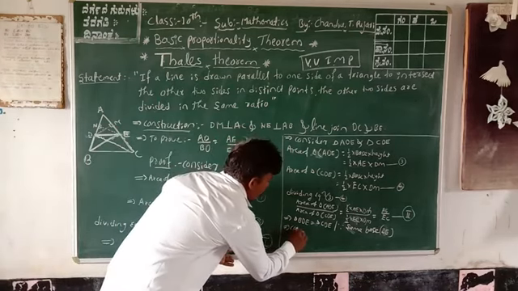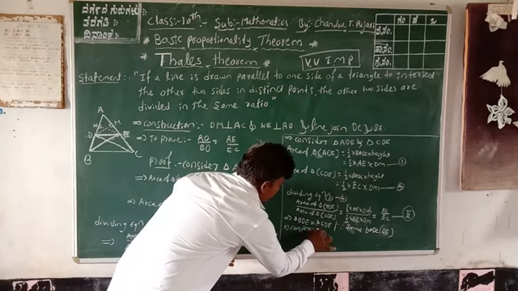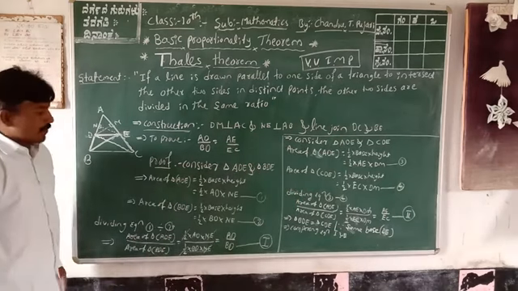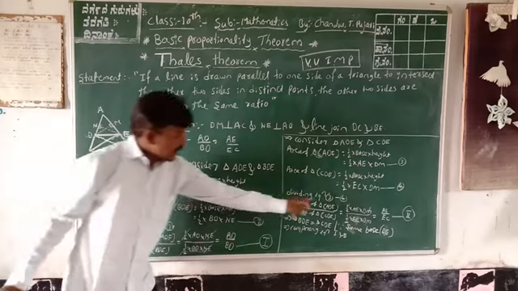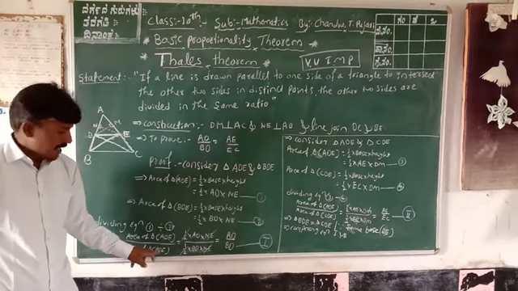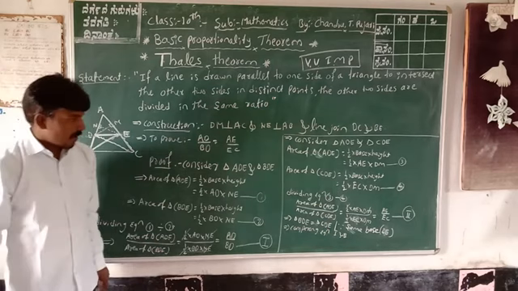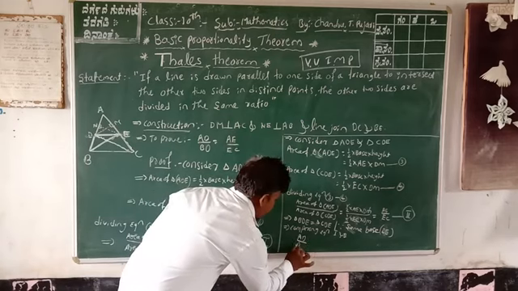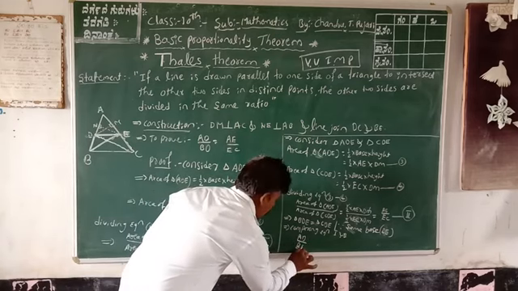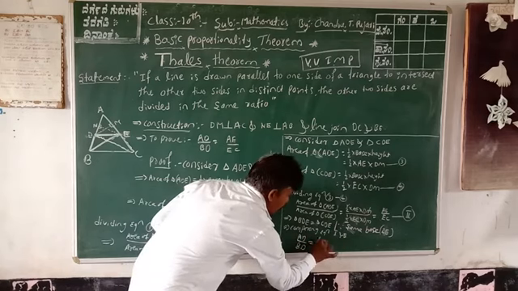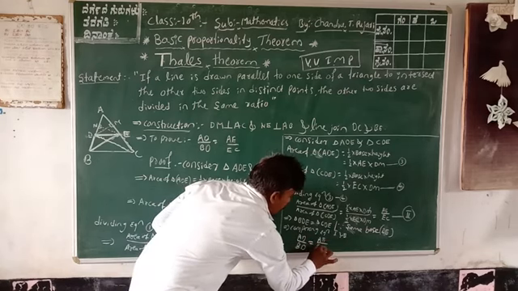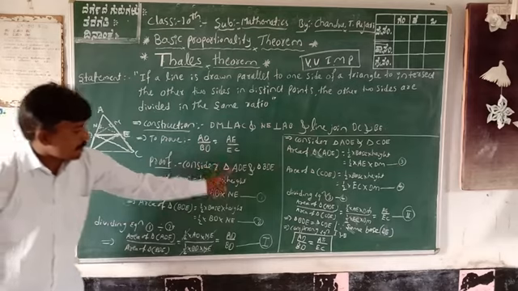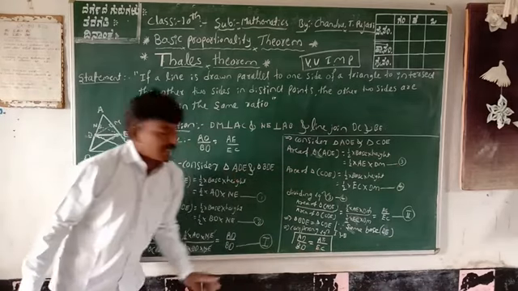Therefore, comparing equations 1 and 2, AD and the triangle CDE and BD are equal. Therefore, from equations 1 and 2, AD divided by BD is equal to AE divided by EC. Hence the proof. AD divided by BD is equal to AE divided by EC.